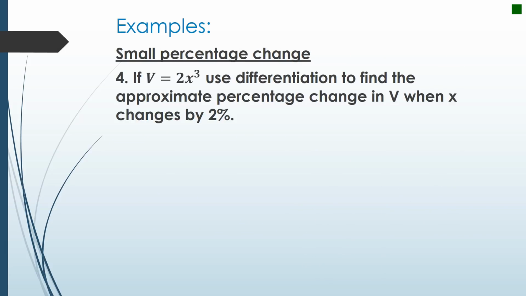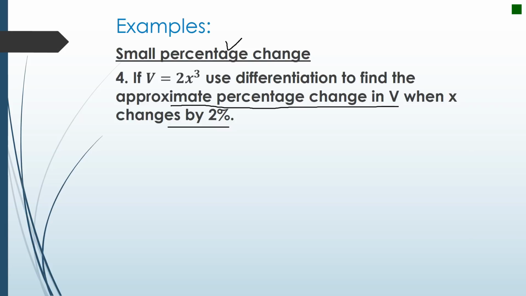Next, we would like to discuss small percentage change. Earlier on, we were discussing small change, and now we would like to talk about small percentage change. So there is a word percentage here. In this example number 4, it is given that v is equal to 2x cubed, and we need to use differentiation to find the approximate percentage change in v when x changes by 2%.